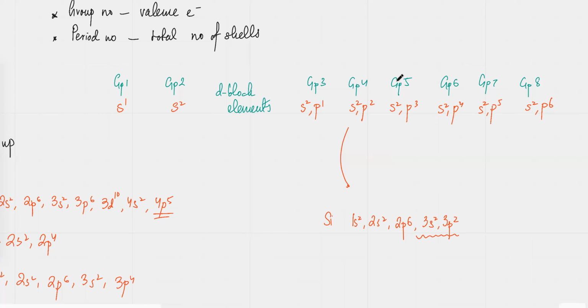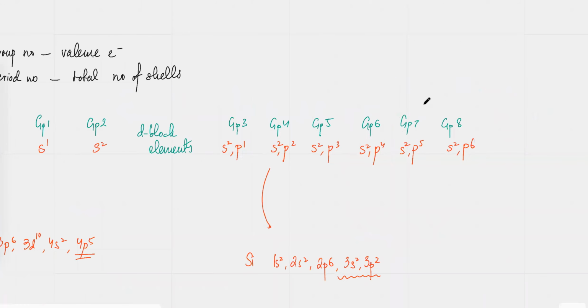So you can predict the electronic configuration of the atom by just looking at the group number. So nitrogen is in group 5. So automatically you should know that if it's in group 5, the outermost shell of nitrogen is going to have 2 electrons in the s, and there are going to be 3 electrons in the p.